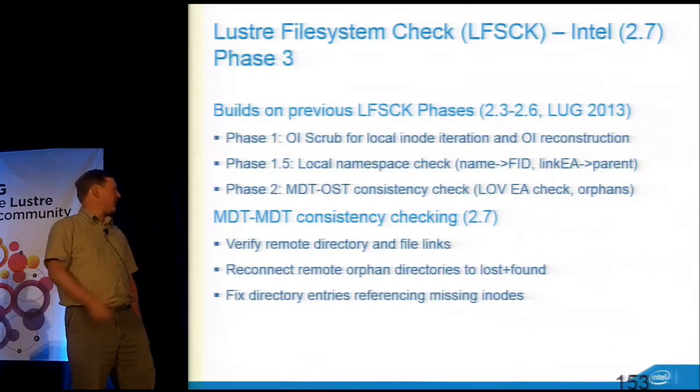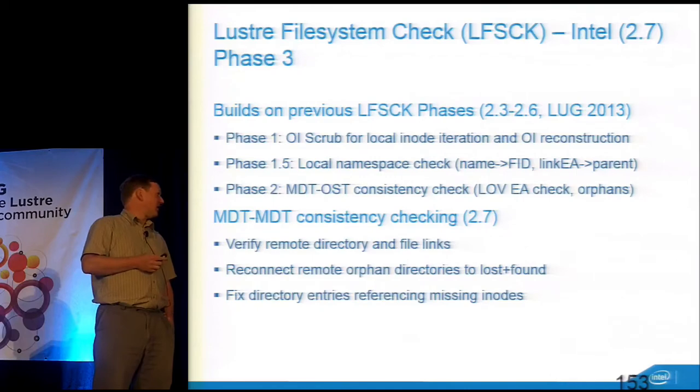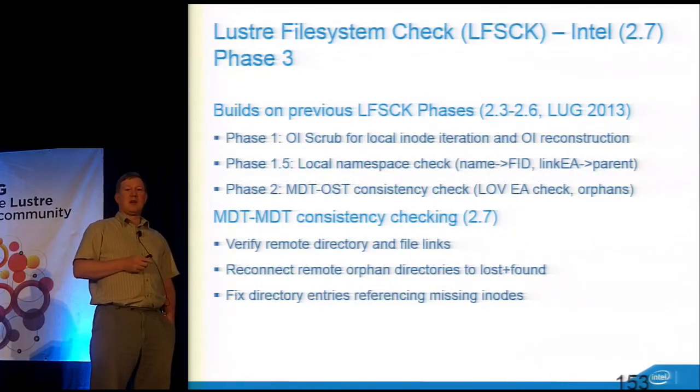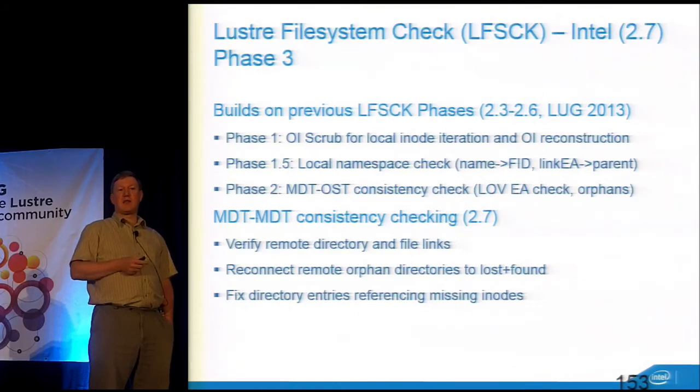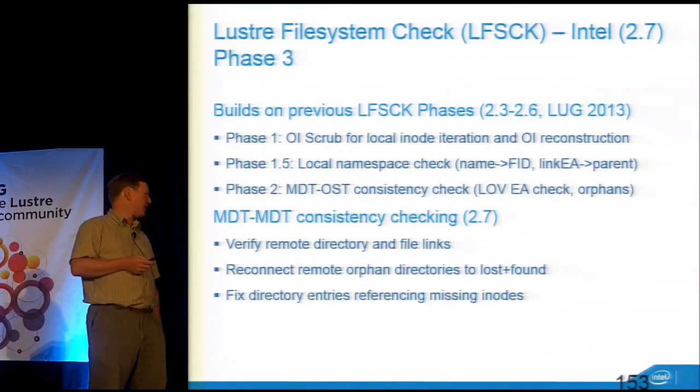And phase 3, which is coming up in 2.7, is adding the cross-MDT consistency checks for remote directories and stripe directories. And we'll link orphaned files on remote MDTs into lost and found. There's a top-level directory under .lustre in your mount point, .lustre/lost+found, that orphan files in phase 3 and orphan objects in phase 2 get linked into, so that administrators can clean them up or free up their space as needed.